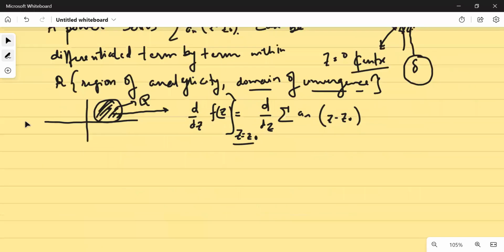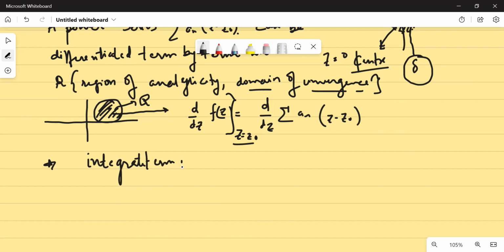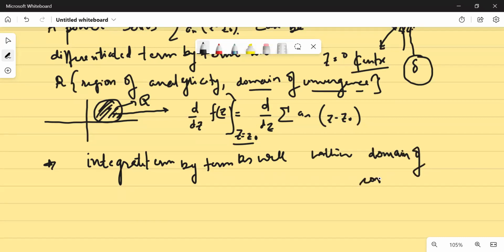Similarly, you can integrate term by term also. So with the similar statement above, you can integrate term by term as well. But within what? But within the circle of convergence or domain of convergence.